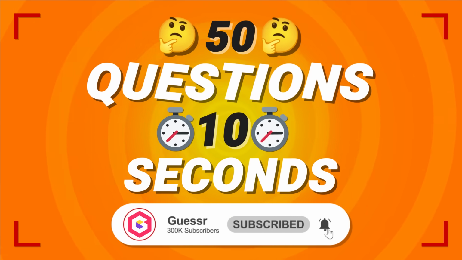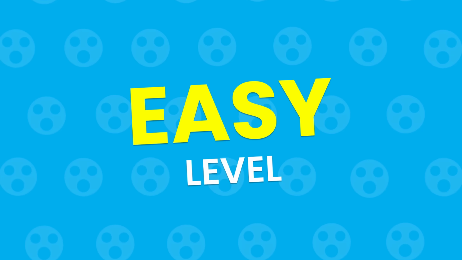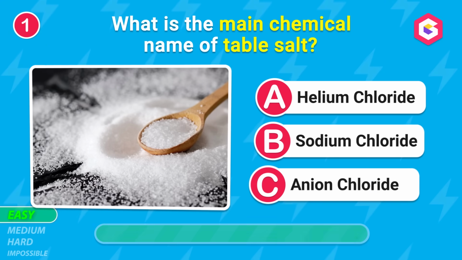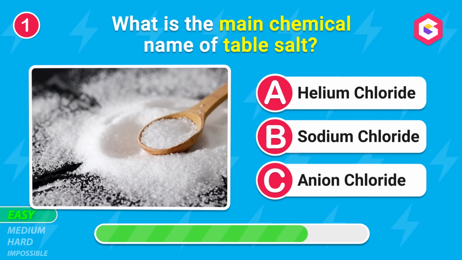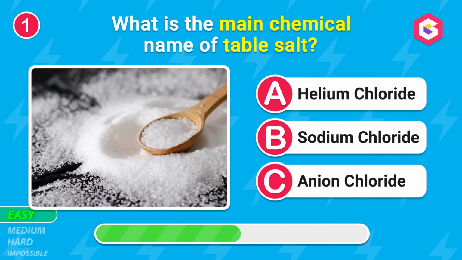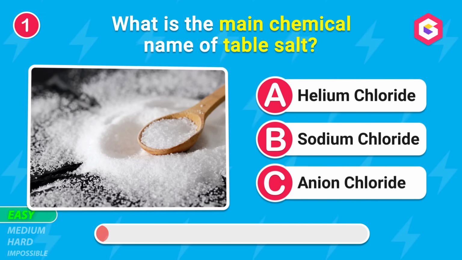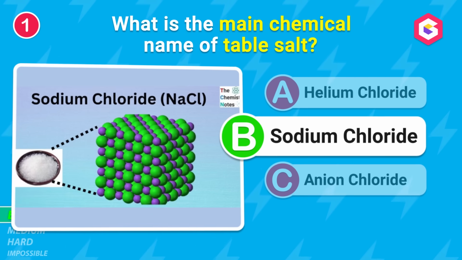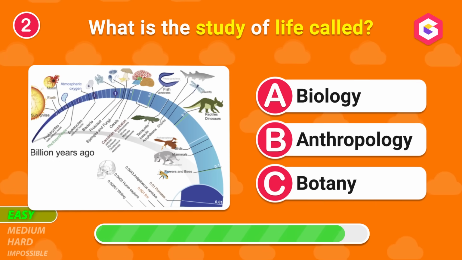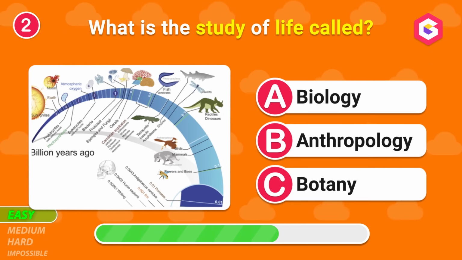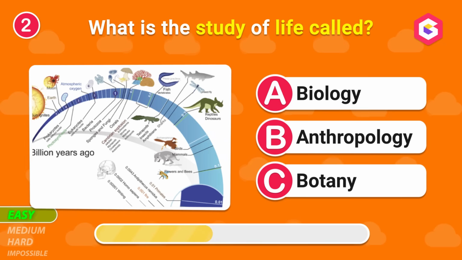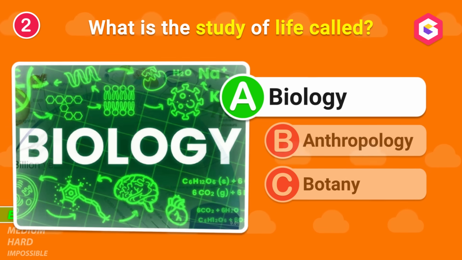Alrighty, let's begin with an easy level. Easy level. What is the main chemical name of table salt? Sodium chloride. What is the study of life called? Biology.